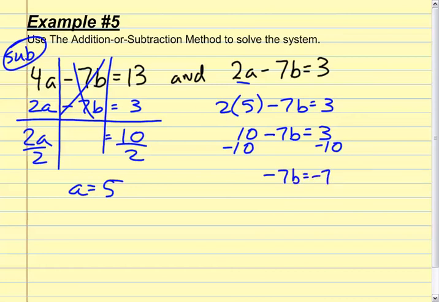So b equals 1. Is that right? Yes. Okay. Excellent job. Thank you, Robert. Now, how do I present it, Lily? You have to do it in alphabetical order, so it'd be (5, 1). Beautiful. In an ordered pair. Nice. All right. Now, I'm going to stop this video, and we'll finish on the next video.